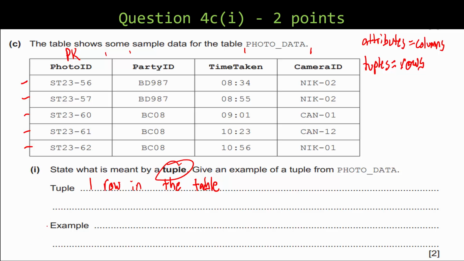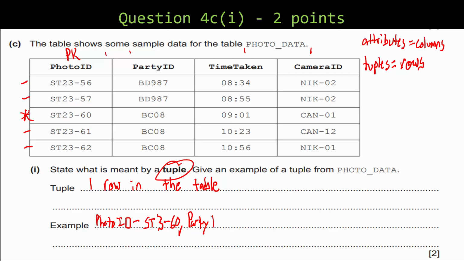Here they say, give an example. We'll use the third row. We'll use this one right here. So we'll say photo ID, and I don't want to abbreviate. I don't want to do PID. I definitely don't want to do that. PID is not even in this table, and we don't want to get marked an E for not enough. I have party ID.